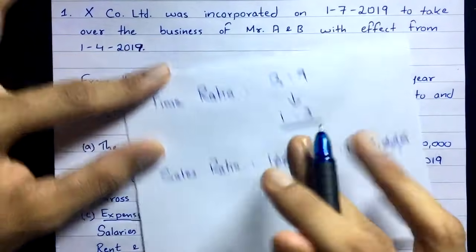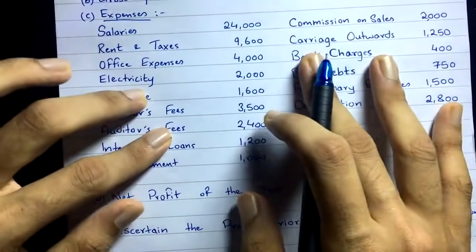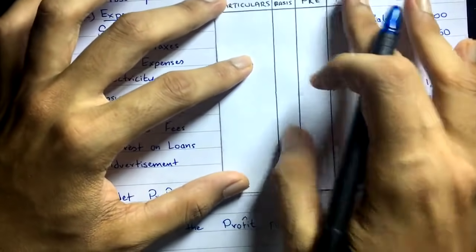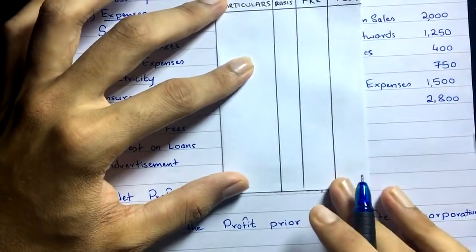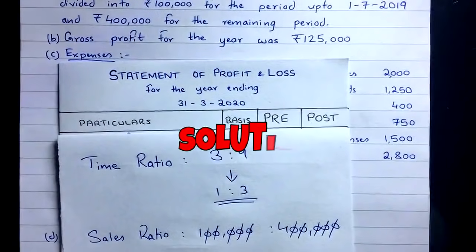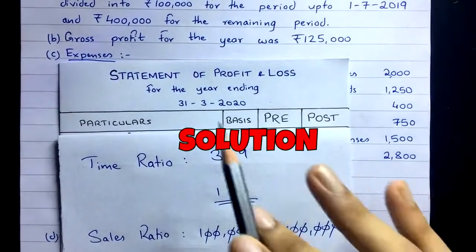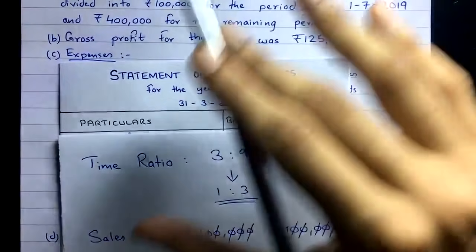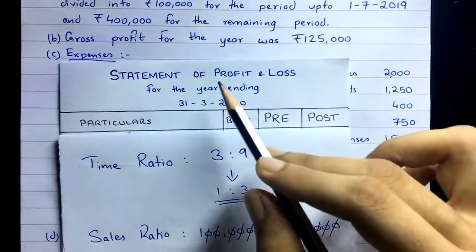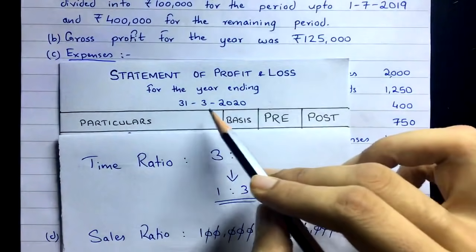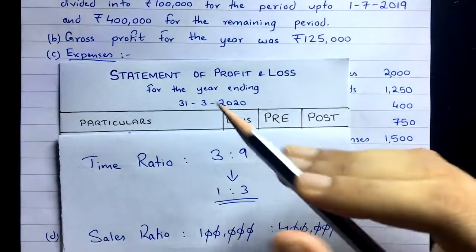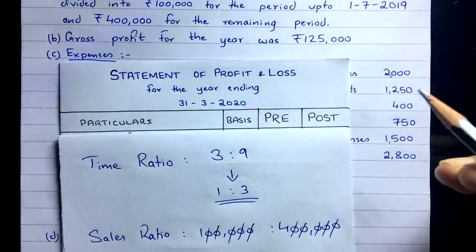Now with the help of these ratios, we will allocate the expenses into pre and post columns. So now let's see how to do that practically. After doing the rough work and calculating the time ratio and the sales ratio, and going through the whole question thoroughly, now you have to prepare the statement of profit and loss for the year ending 31/3/2020 as said in the question, so that we can find profit prior to incorporation and profit post incorporation.